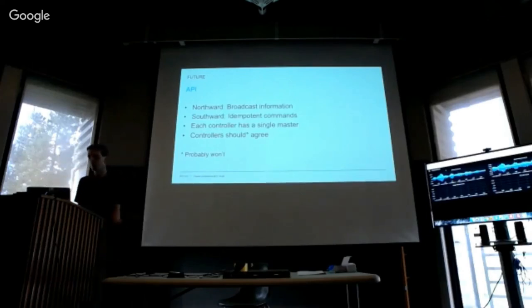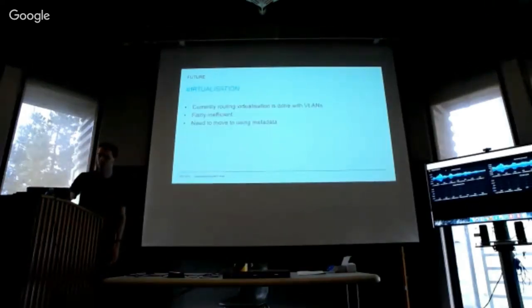Because your controllers, or everything northbound of you, should effectively have the same viewpoint and should agree, but again, probably won't. And then virtualization. Pointed out yesterday again that our routing per VLAN is not especially efficient, and we'd like to move to using metadata internally to do some of this classification rather than using VLANs, which is what we're doing at the moment.